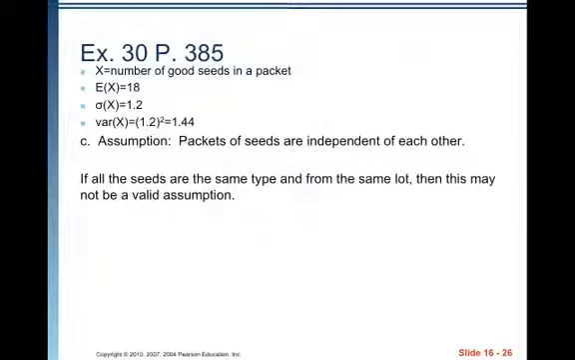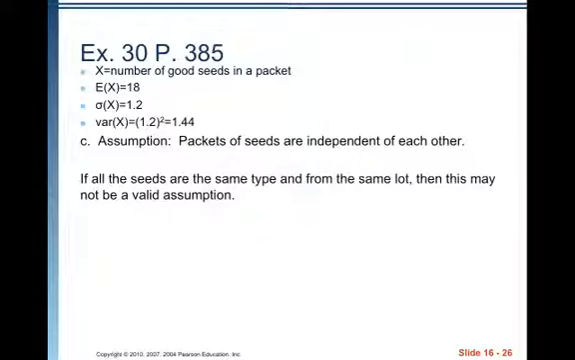All right, part C. What assumptions did you make about the seeds? Do you think the assumption is warranted? Explain. Well, in order to be able to calculate the variance, we had to assume each packet is independent of each other. So our assumption is packets of seeds are independent of each other. But if all the seeds are the same type and from the same lot, then this may not be a valid assumption.